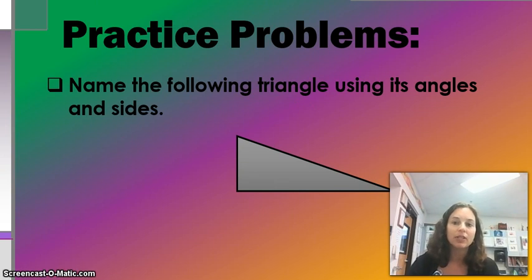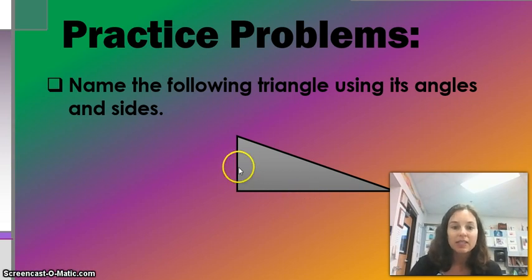Name the following triangle using its angles and sides. So here we have a triangle that has one right angle. I know it's a right angle because it looks straight up and down, straight across. It looks like part of a square. It's a square angle. If it's a square angle, then it is a right angle. So I know that this is a right triangle.